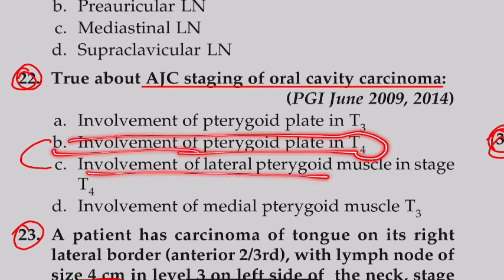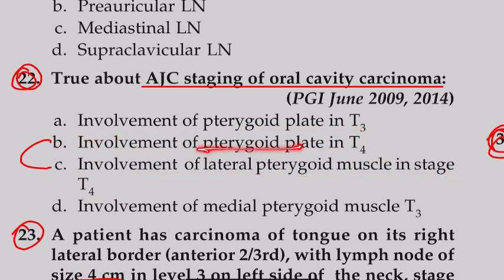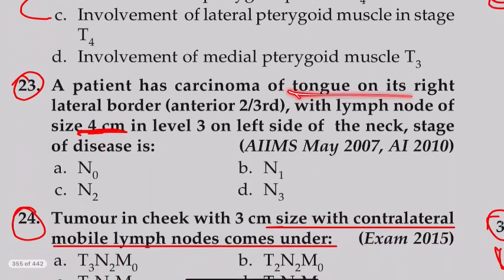Simply involvement of lateral pterygoid muscle in stage T4, right? In T4 there is involvement of pterygoid plate also, lateral pterygoid muscle also. Involvement of either pterygoid plate or pterygoid muscle is T4. The patient has carcinoma of tongue on right lateral border, anterior 2/3 with lymph node of size 4 cm in level 3 on left side of neck.